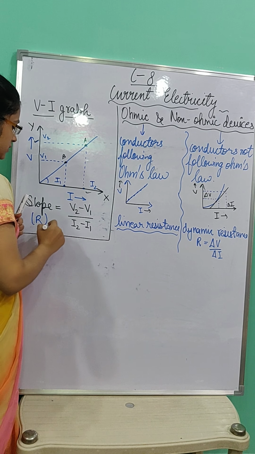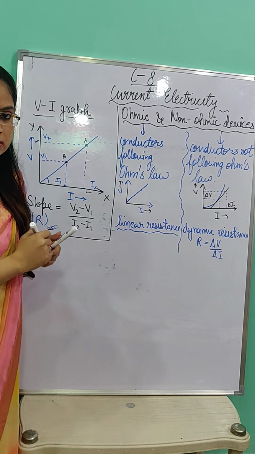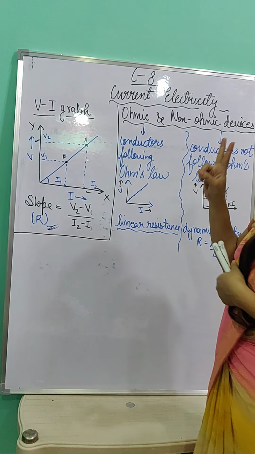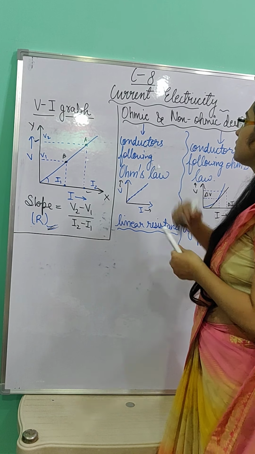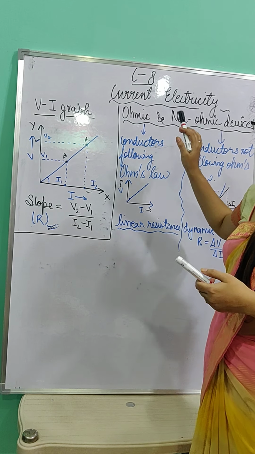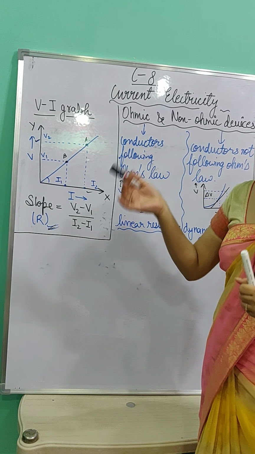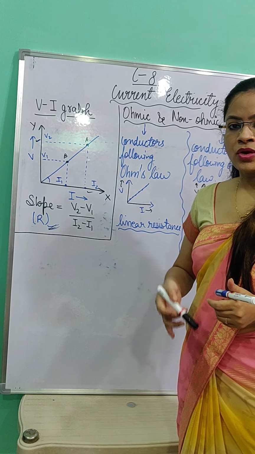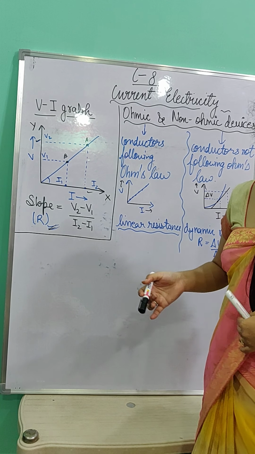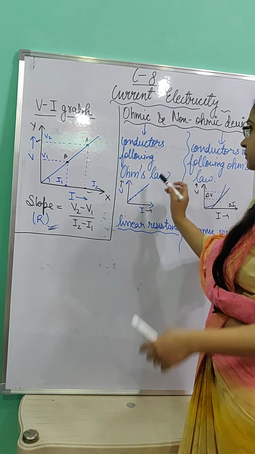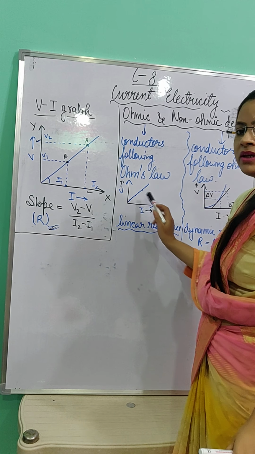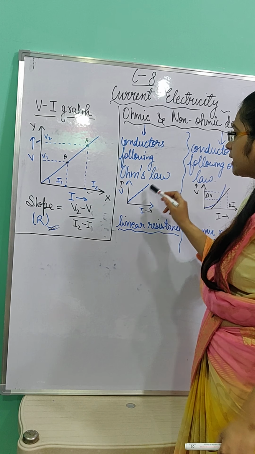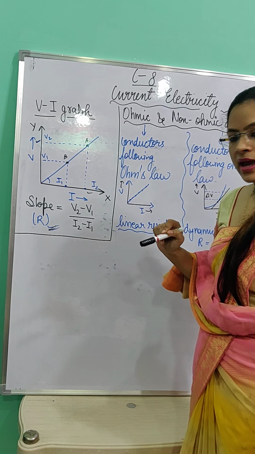Now on the basis of the resistance, we can divide the devices or conductors into two types. The first one is ohmic resistance and the second one is non-ohmic resistance. Ohmic resistance, as the name suggests, refers to conductors that follow Ohm's law. Obviously, if the conductor follows Ohm's law, the graph between V and I will be a straight line graph inclined with the x-axis.